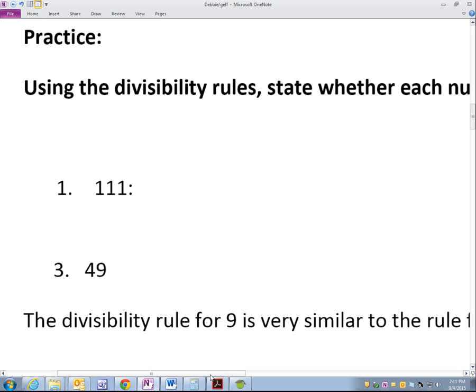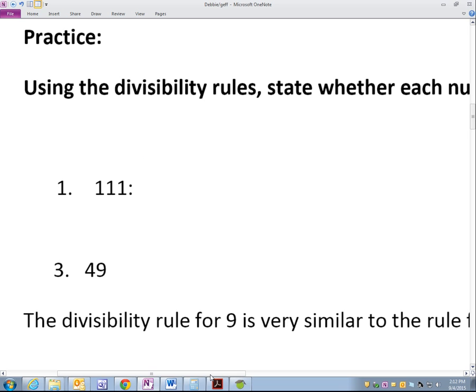111. So what's the rule for 2, Joe? If the ones digit is divisible by 2. You can just make it much easier by saying even number. Is it an even number? No. So is it divisible by 2? No, it isn't.